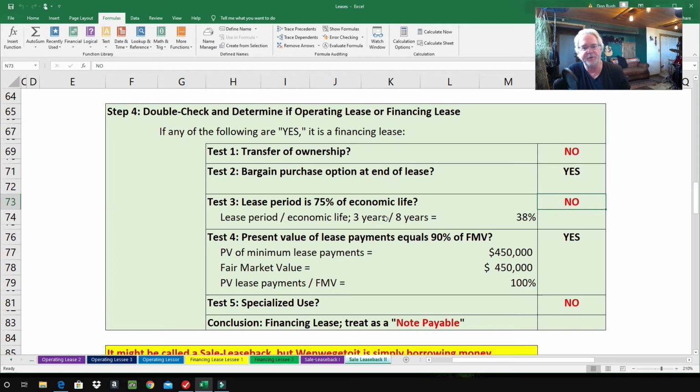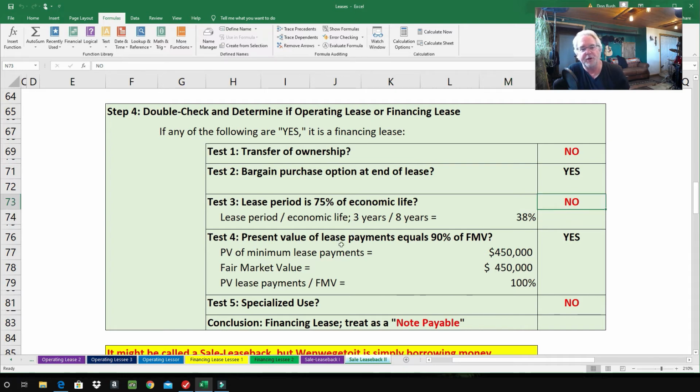So test number 3, the answer is no. So how did we get no? Well, is the lease period 75% of the economic life? And what you do is you say, okay, the lease is 3 years. The economic life is 8 years. So 3 divided by 8 is 38%. That is not 75% or greater. So the answer is no.